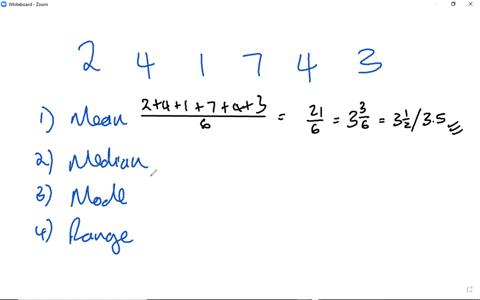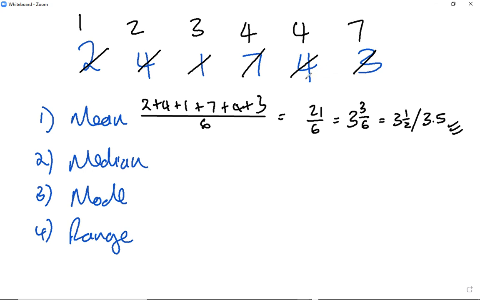Let's go to the median now. For the median, we have to rearrange the numbers from smallest to biggest. So let's rearrange them. The first one is 1, then 2. And notice I draw a line through each number because this ensures that I don't make mistakes, right? So it's just to minimize the amount of mistakes that I could make. 4, 4, and then 7.